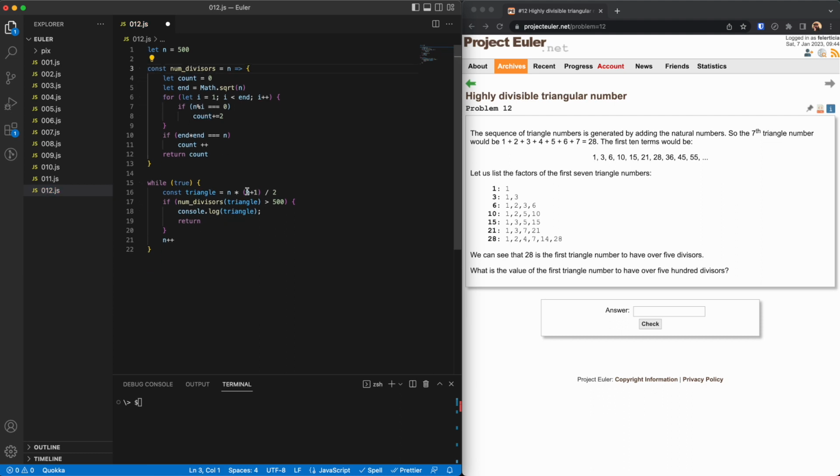So I think this is about this puzzle. So let's run it.